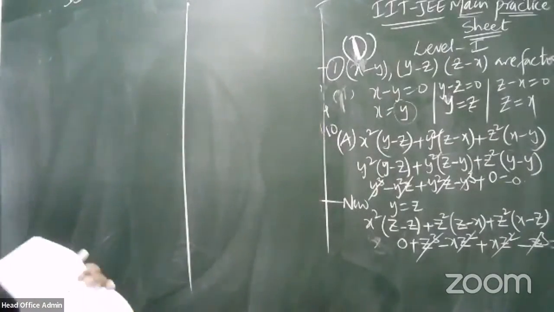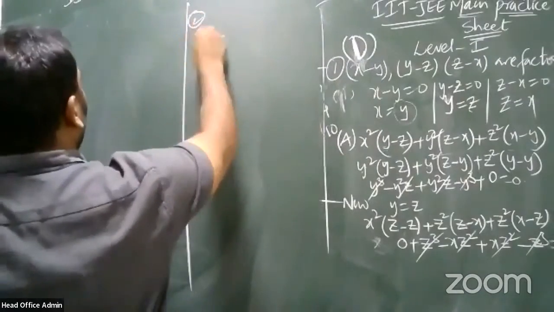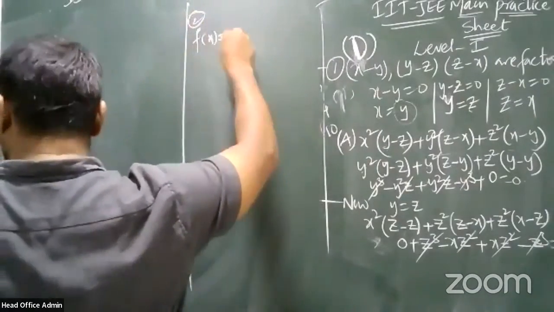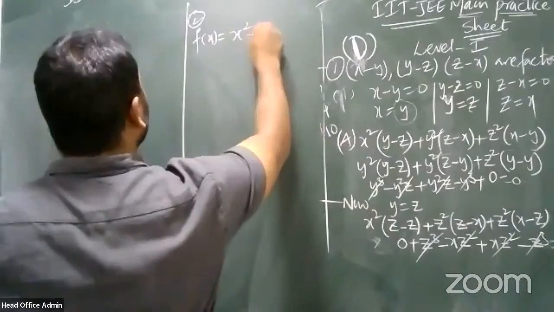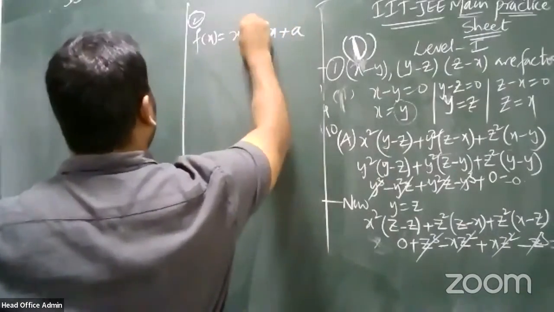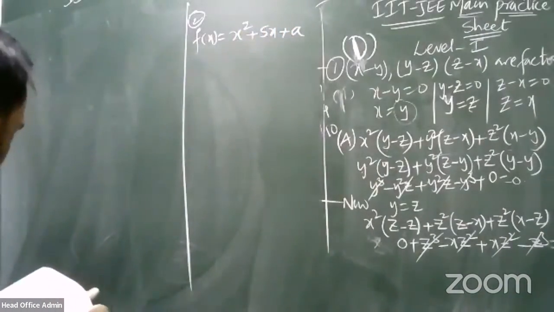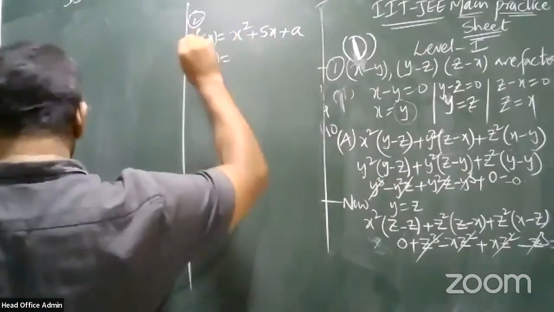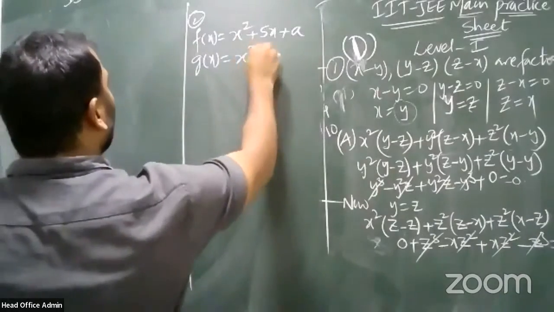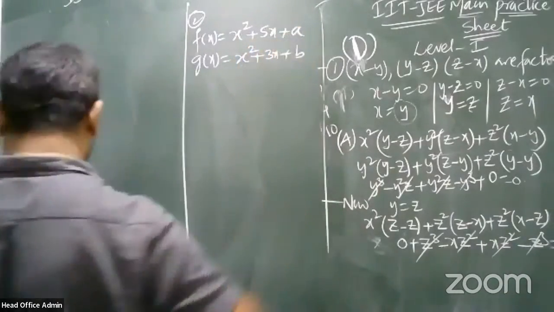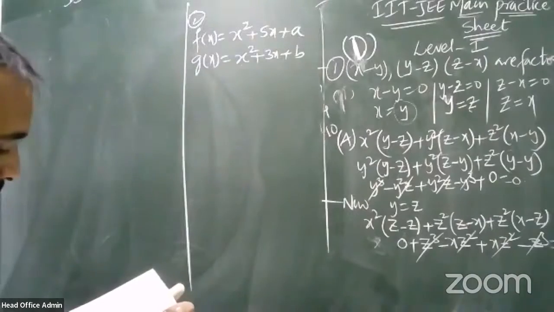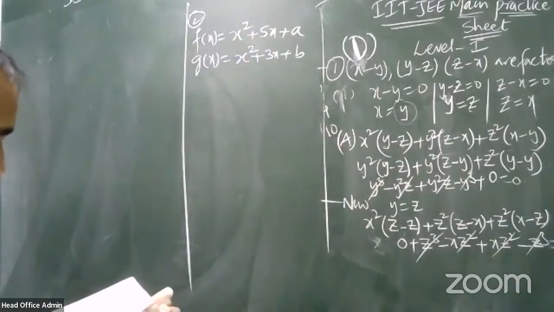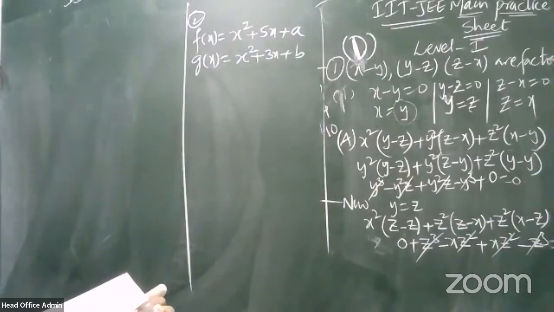Next, second one. f of x is equal to x square plus 5x plus a, and g of x is equal to x square plus 3x plus b. They have a common factor, and (a minus b) whole square equals lambda into (3a minus b). Then what is the value of lambda?